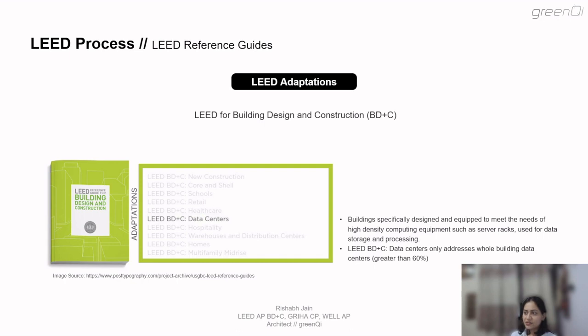Data centers. These buildings are specifically designed and equipped to meet the need of high density computing equipment, such as your server racks used for data storage and processing. This again follows the rule of data centers being part of the building greater than 60% of the gross floor area, because they are highly energy consuming. That's why it is separate from an office space or any other commercial building.